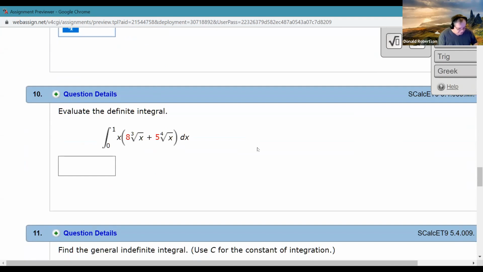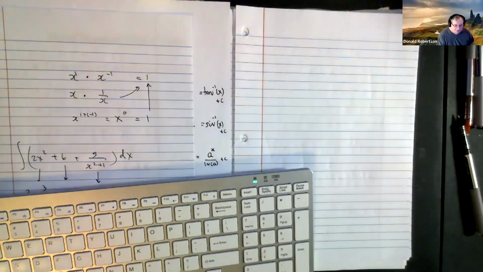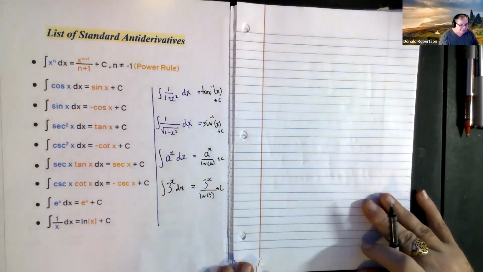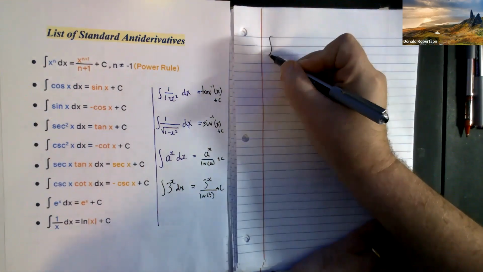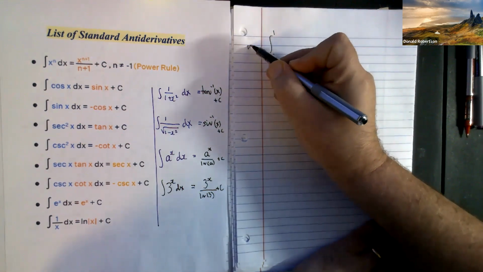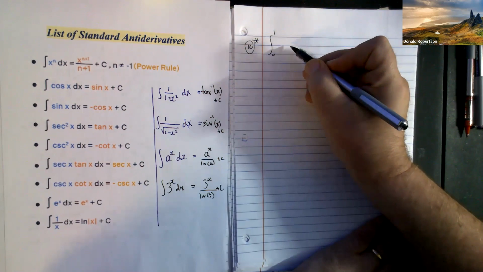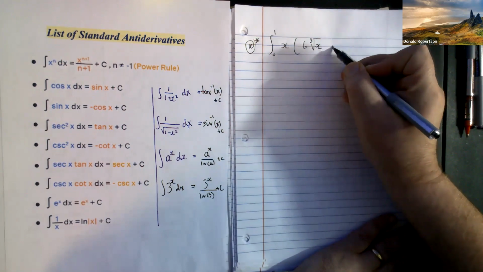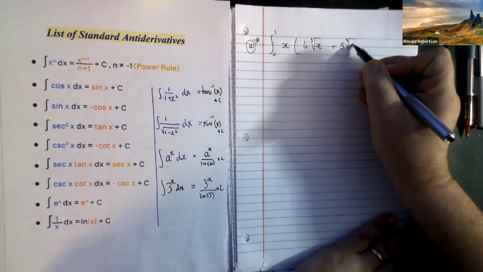Do a version of 10. So I'm going to write this one down. I'll do my own version of it. It is a definite integral, but indefinite and definite are almost the same amount of work. Just indefinite integrals, you have a plus c. Definite integrals, you finish with a number. So we're going to do the integral from 0 to 1. This is a version of question 10. And it's going to be x, 6 times the cube root of x, plus 5 times the fourth root of x, dx.